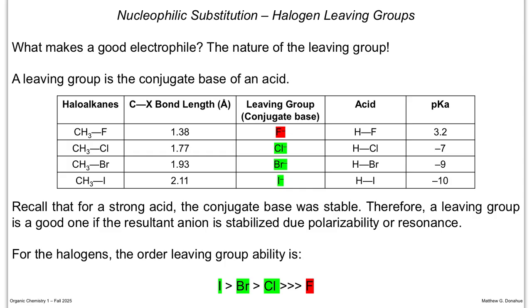So what makes a good electrophile? It's the nature of the leaving group. The leaving group is the thing that is being substituted by the nucleophile. And the way that we rationalize the strength of a leaving group, or what makes it good, is going back to this pKa argument.